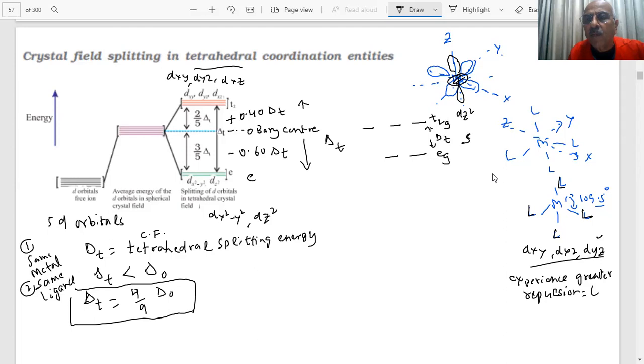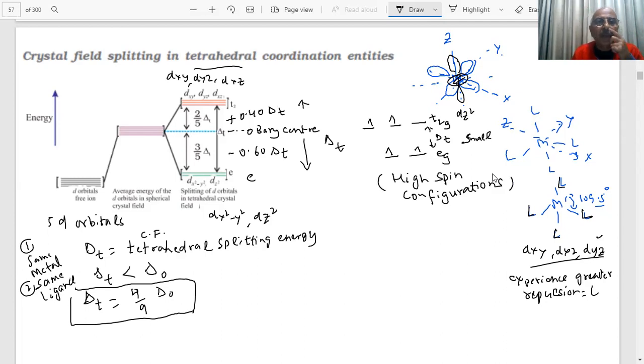This value is small. The result of this will be that the electrons will go higher; they will not pair up. They will prefer to go higher. So this will produce low spin or high spin complexes? Therefore you will mostly get high spin configurations.